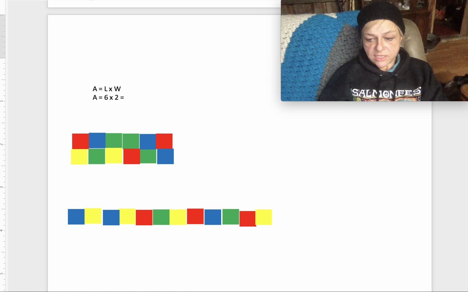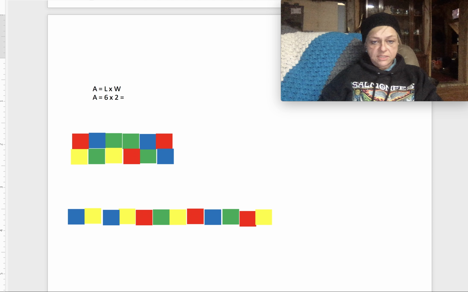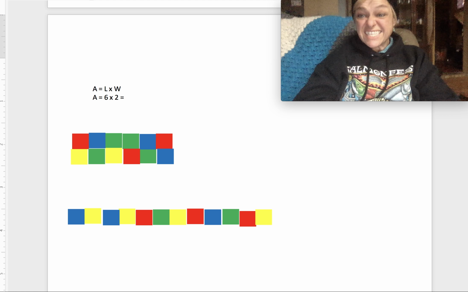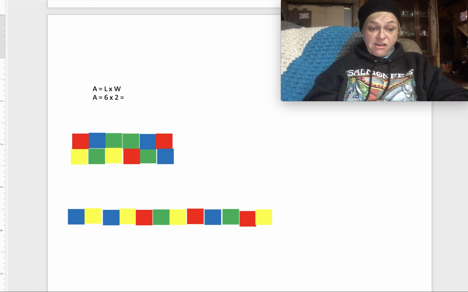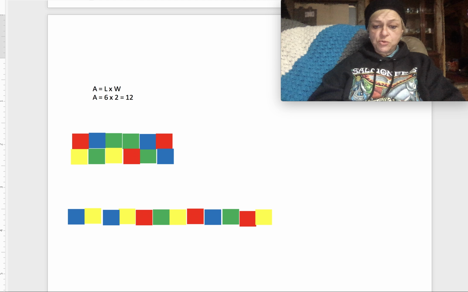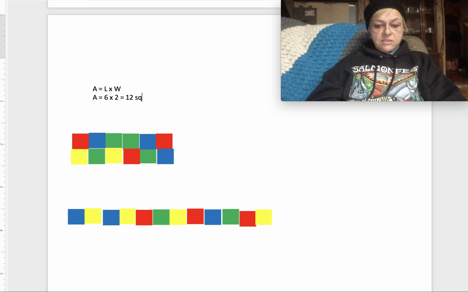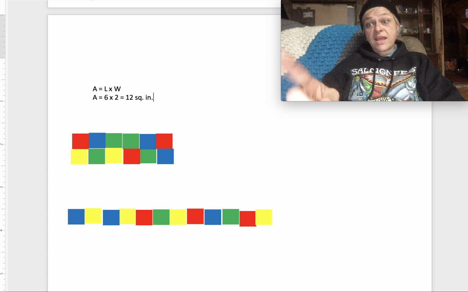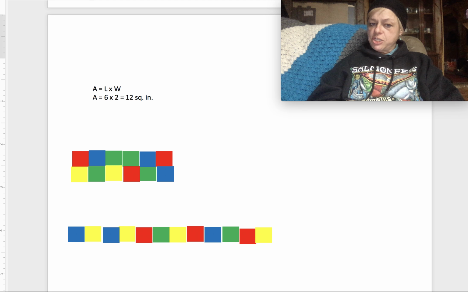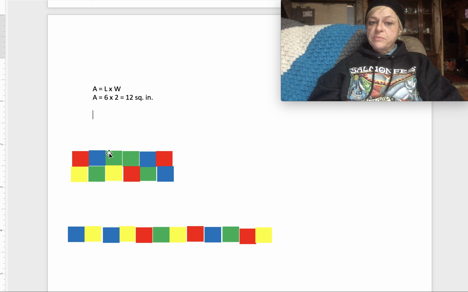I don't want to keep you guys too long, so I'm going to kind of rush through things here. So we all know 6 times 2 is 12. So the area of this first shape is 12 squared inches. I'm going to make sure and label my answers, people. Label your answers.